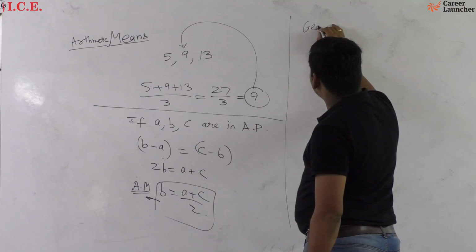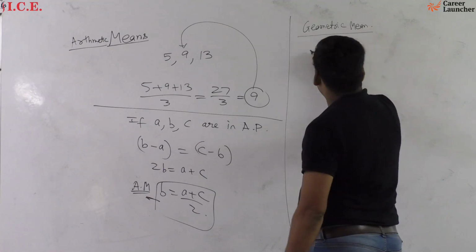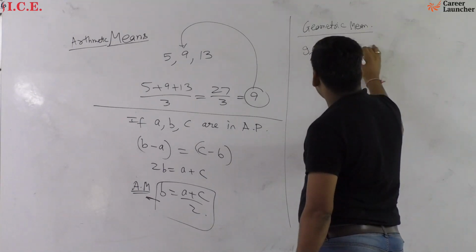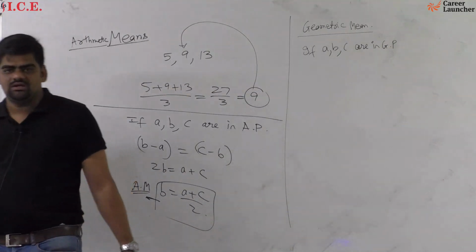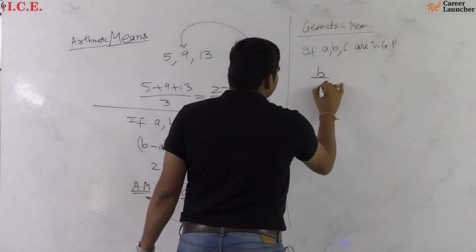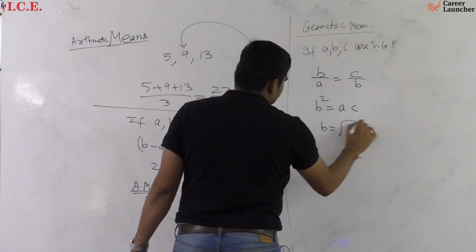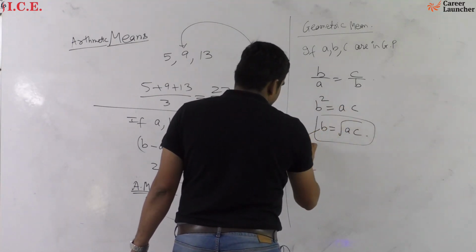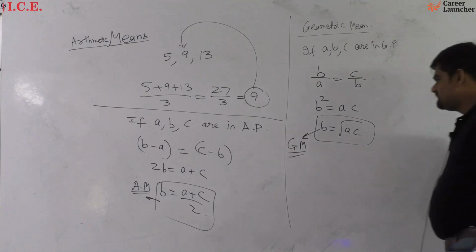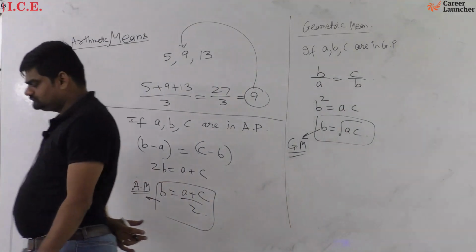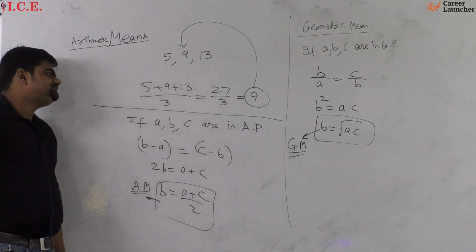Similarly, let us talk about geometric mean. If A, B, C are in GP, so what will happen? B by A will be equal to C by B, or B square is equal to AC, or B will be equal to root of AC. So this is nothing but the geometric mean of A and C. Fine.